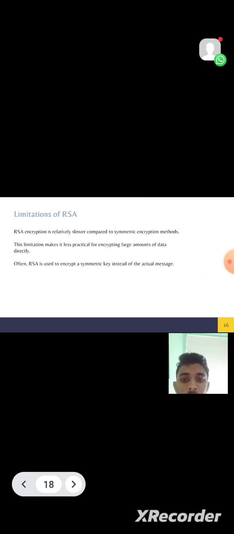Limitations of RSA. RSA encryption is relatively slower compared to symmetric encryption methods. These limitations make it less practical for encrypting large amounts of data directly. Often RSA is used to encrypt a symmetric key instead of the actual message.